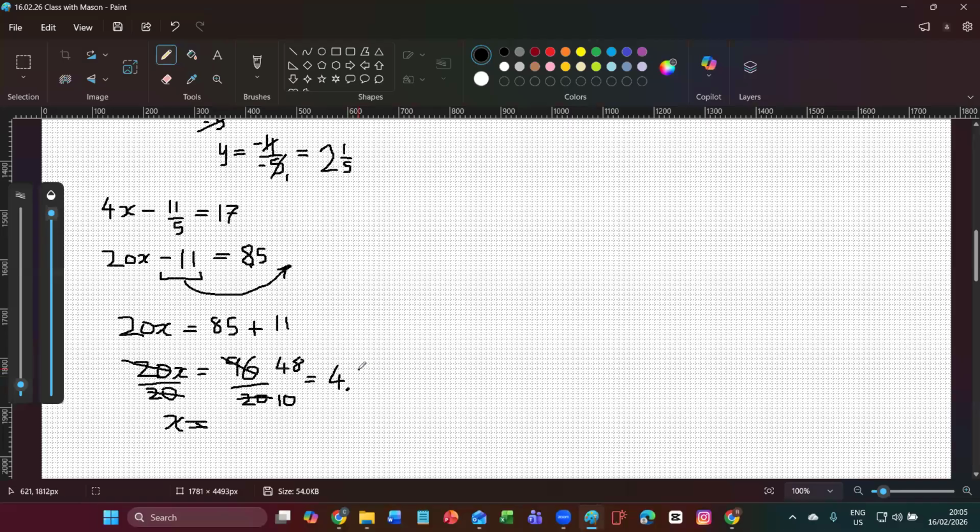Right? Okay, so you can see how easy it is. All I need to do is come up with that and I'm good to go. So x is equal to 4.8 and y is equal to 2.2. We want both of them to look like decimals. That's fine. Okay, so did you get it now?